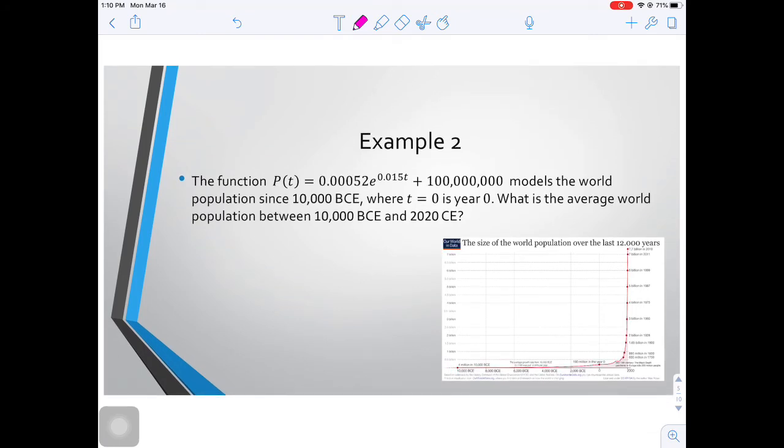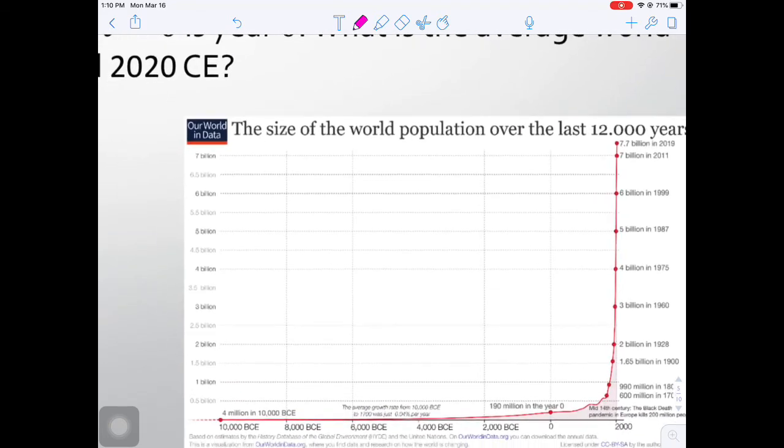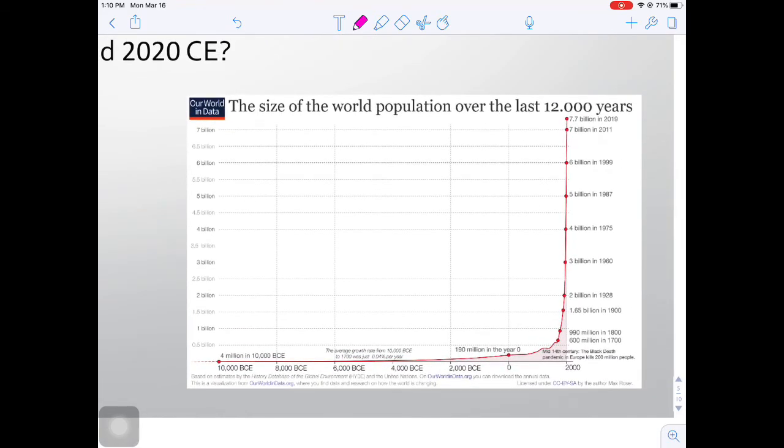All right, example 2. Back at the beginning of the school year, like the first week of school, I had you look at a few big problems from throughout the year. And this was one of them, this chart, which plots world population over the last 12,000 years of civilization. And my question to you at the time was, since 10,000 BCE, what has been the average human population on Earth?